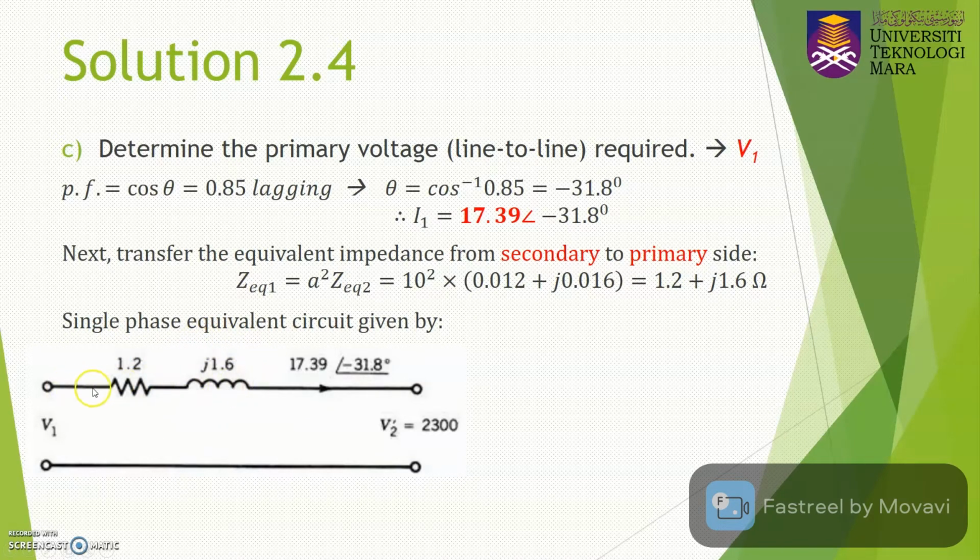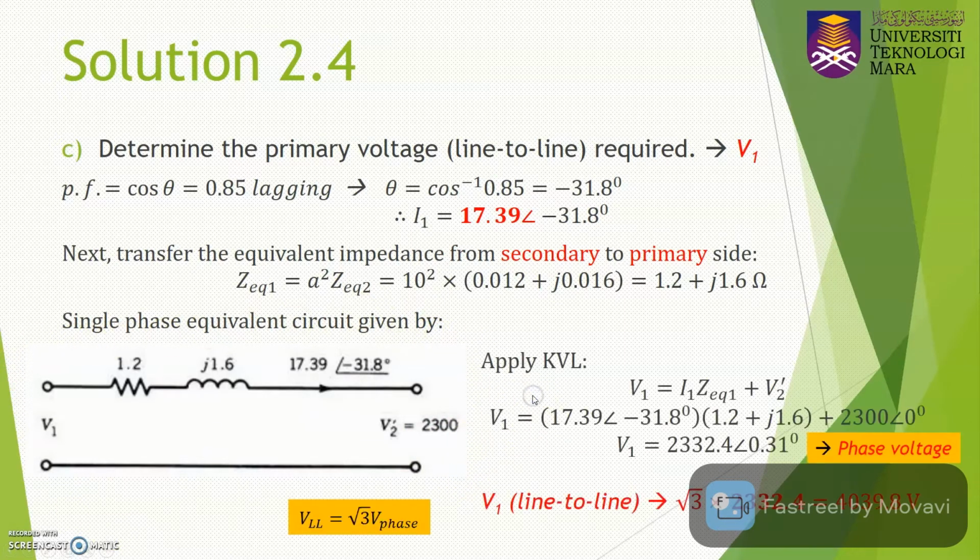Here is the I1, and this is the V2 prime. V2 prime is equal to 2300 volt. Based on the single phase equivalent circuit, we can apply the KVL. From this point, you have negative V1 plus I1 multiplied with the Z equivalent referred to the primary side, plus V2 prime. Then we can rearrange it so that we have V1 equal to I1 Z equivalent 1 plus V2 prime.